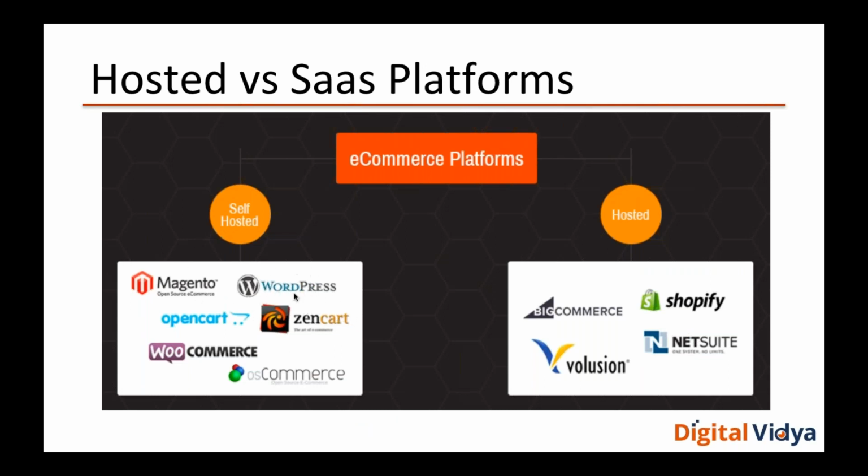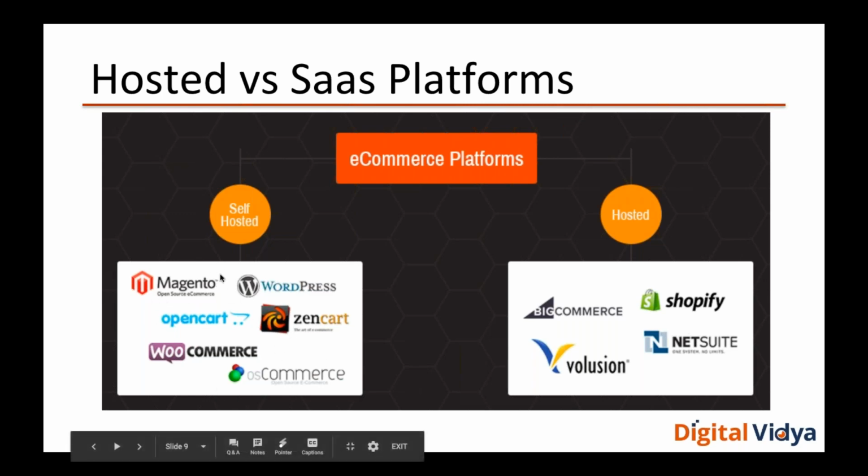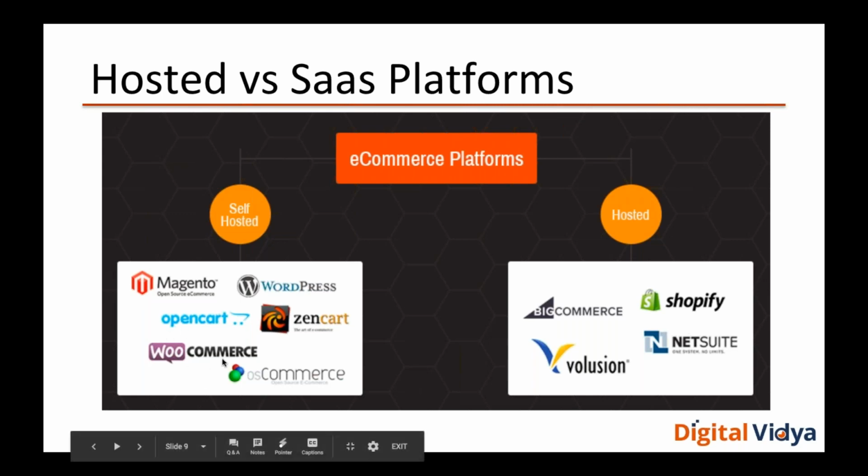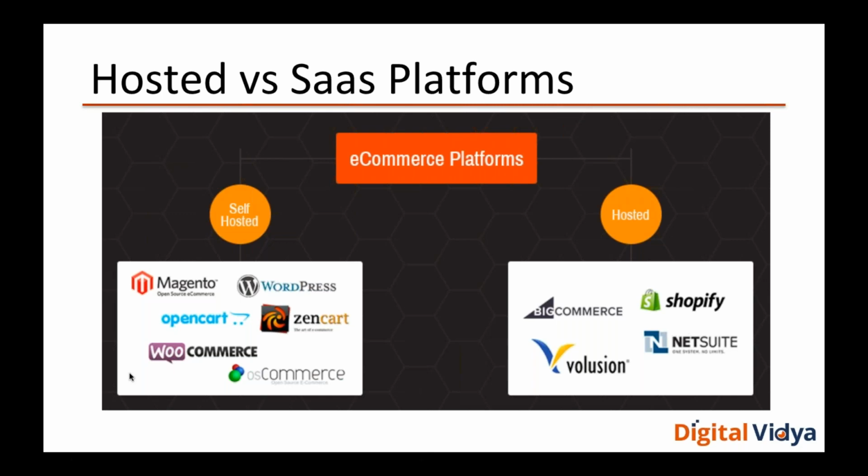WordPress has a plugin called WooCommerce. Once you install WooCommerce, you have the option of enabling e-commerce on your website. Magento, OpenCart, ZenCart, OSCommerce, these are a few of the free open source software. Let's say you have already gone through the build your blog module, you have already hosted a WordPress blog on your AWS. If you go ahead and install a WooCommerce plugin on it, you will be able to convert your blogging website or blog to an e-commerce store.